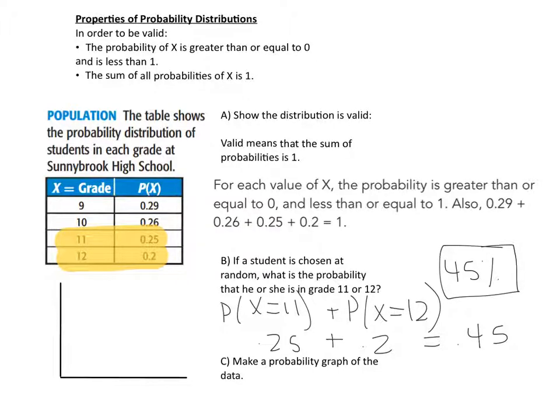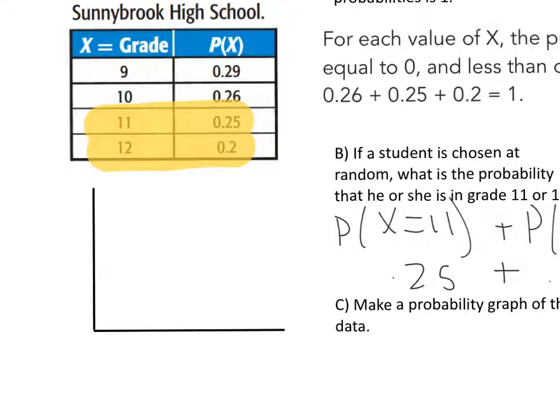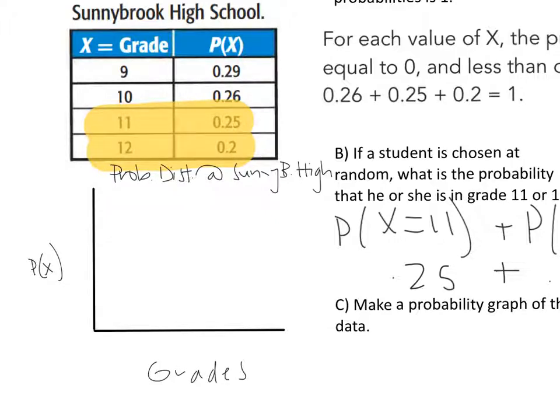Part 3, make a probability graph of the data. So we're going to use that over at the left, and we're going to start to make our graph. So I'm going to start making my probability distribution. I'm going to start with the title, and it's going to be titled Probability Distribution at Sunnybrook High. And over on the left, on the y-axis, this would be the probability of x, and then grades would be down below. And then I will have grades 9, 10, 11, and 12.